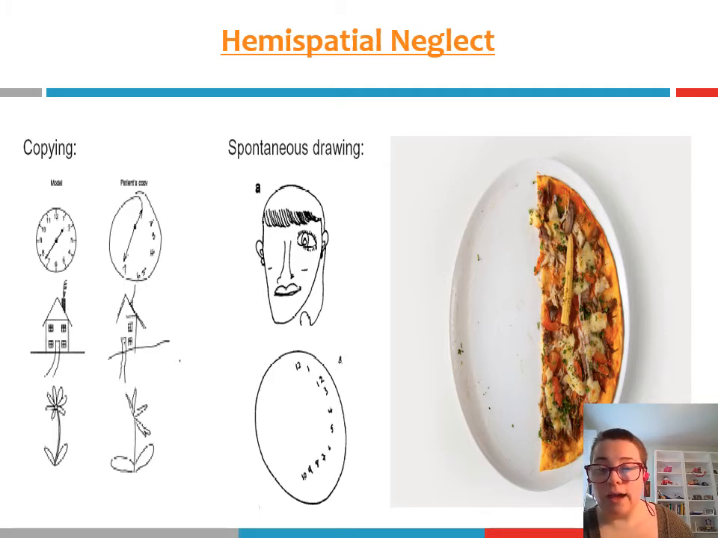Okay, so we've already talked about this particular disorder before, but I did want to just briefly review it for you guys. So again, hemispatial neglect is a neuropsychological condition in which, after damage to one hemisphere of the brain, a deficit in attention to and awareness of one side or one field of vision is observed, right?